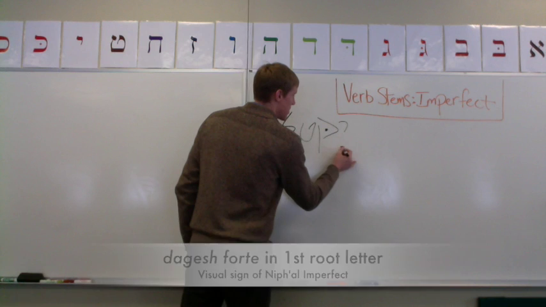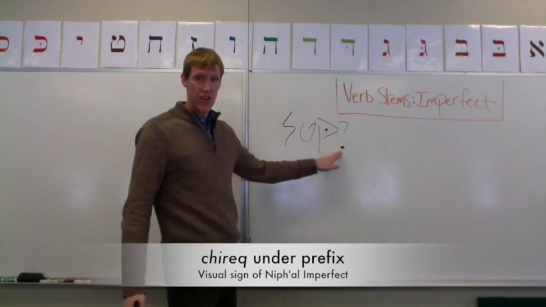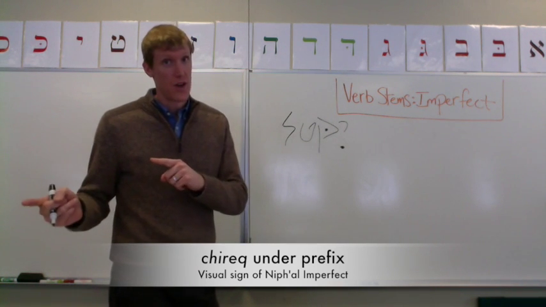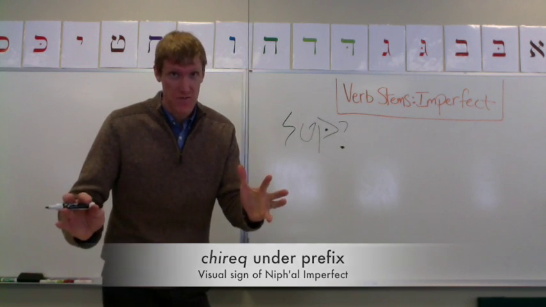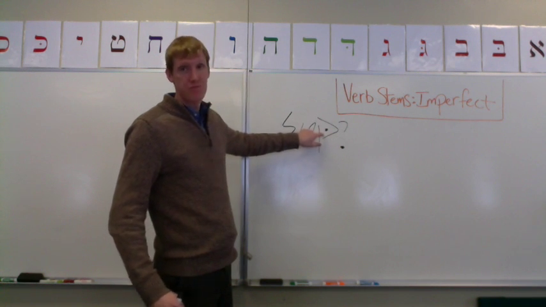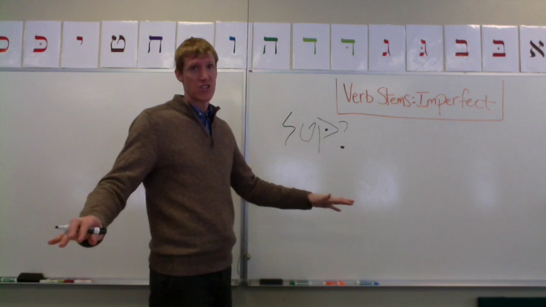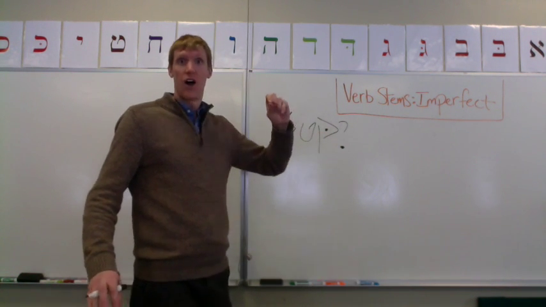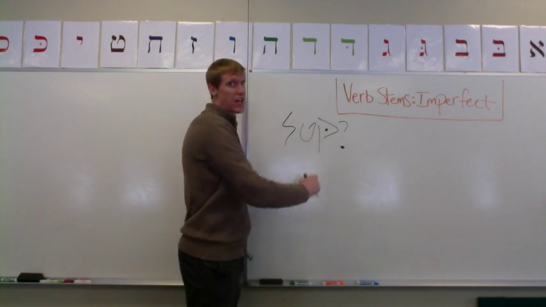That's one sign. Another sign is it'll also begin with a hirik, which is similar, of course, to the pa'al or kal, but the main difference, the huge difference, well, there's 2 of them, but one of them is this dagesh forte. You will never have a dagesh forte in the first root letter of Niph'al Imperfect from a nun that's the sign of the Niph'al.